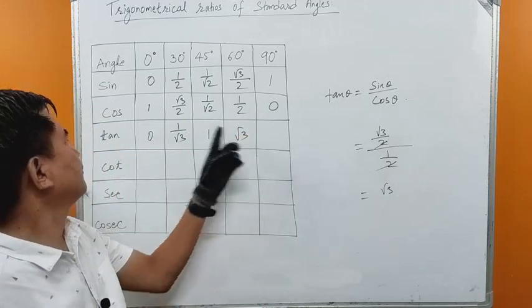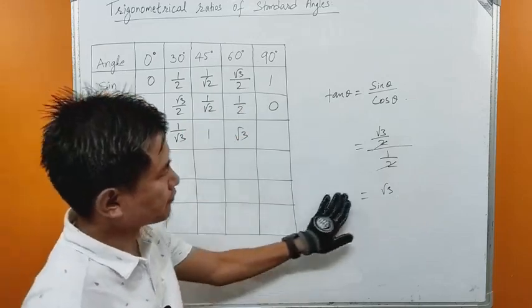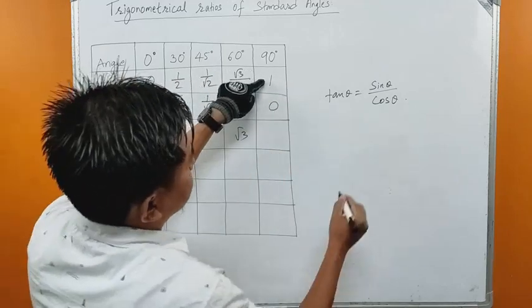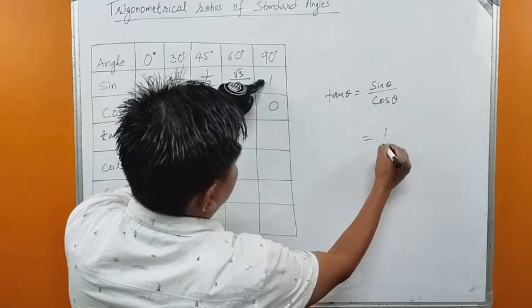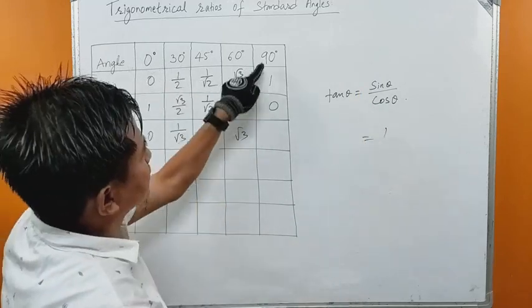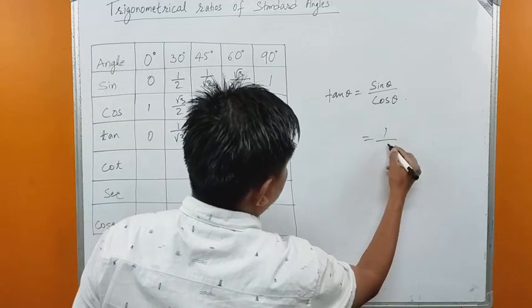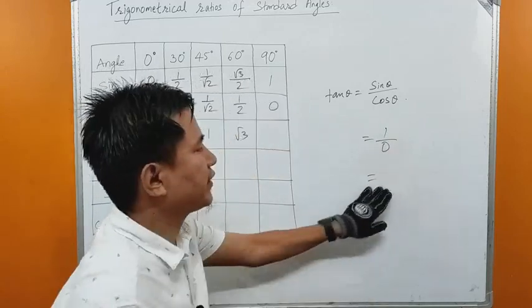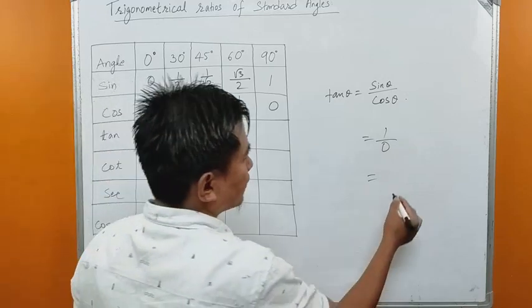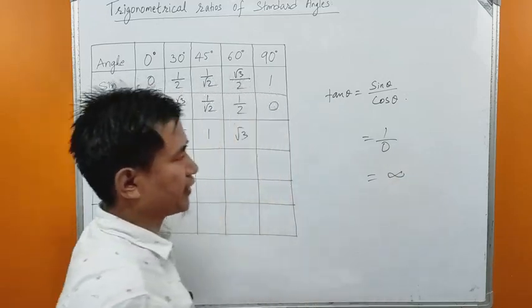So what is the value of tan 90 degree? Now the value of sine 90 is 1, isn't it? Sine theta by cos theta. Sine 90 is 1 and cos 90 is 0. So 1 upon 0. Remember, when there is 0 in the denominator, whatever be the number in the numerator, the answer is always infinity, okay?